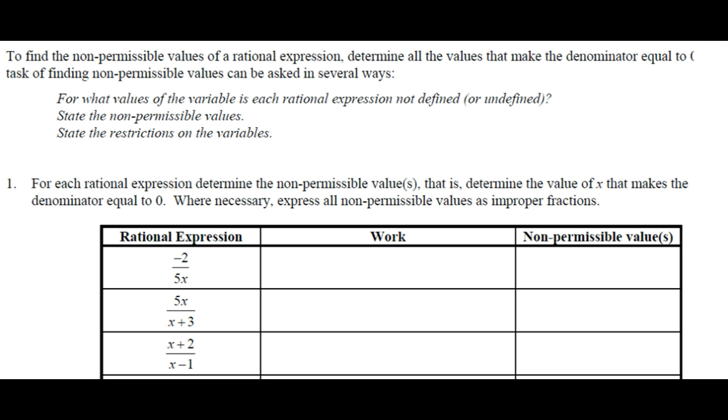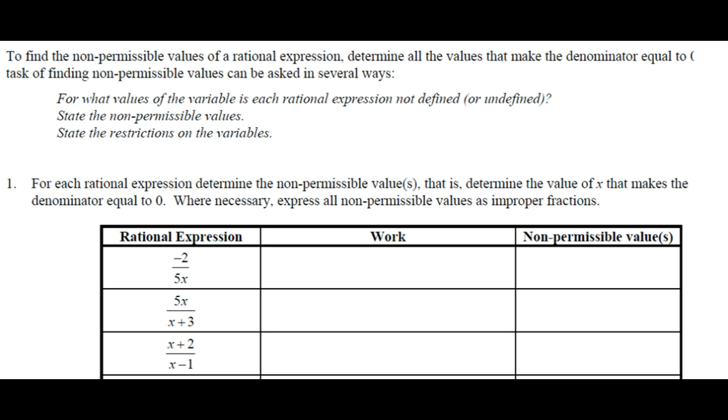The task of finding non-permissible values can be asked in several ways. For what values of the variable is each rational expression not defined or undefined? State the non-permissible values. Usually it's state, right? I mean, you don't have to show any work, it's just what are they. State the restrictions on the variables, right? Now there's a subtle difference between non-permissible values and restrictions, okay?